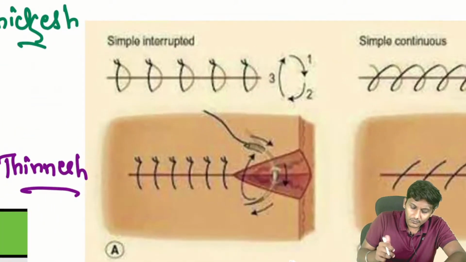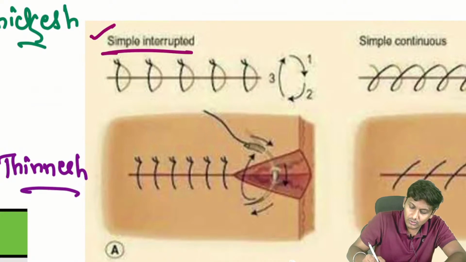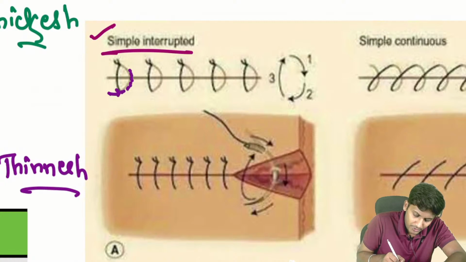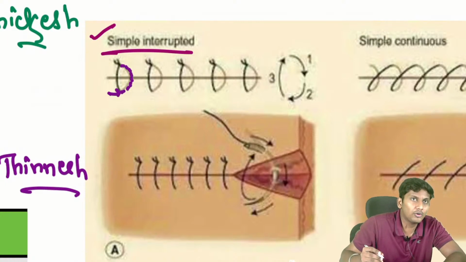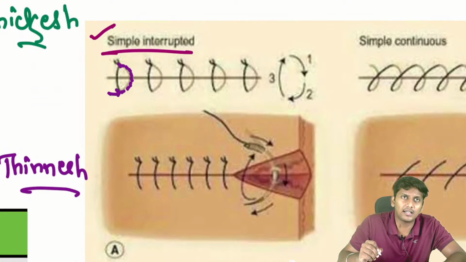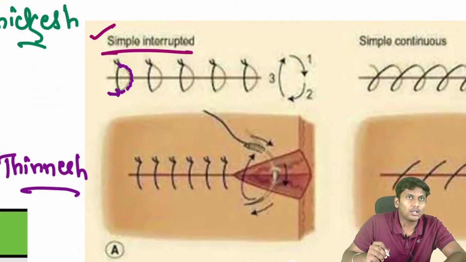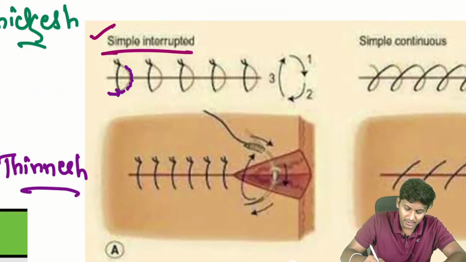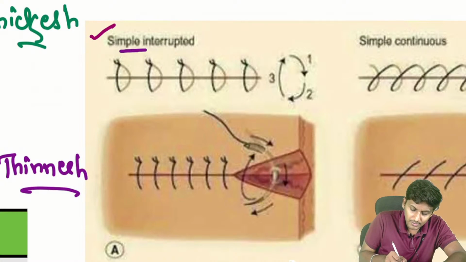So these are the simple interrupted sutures. Can you see? I have taken a bite from here. I have gone below the wound, brought the suture out from the other side, and then I have tied a knot. This kind of suture is known as the simple interrupted suture. Once I have tied a knot, I have cut it now. First of all, look at this. So this is a simple interrupted suture.